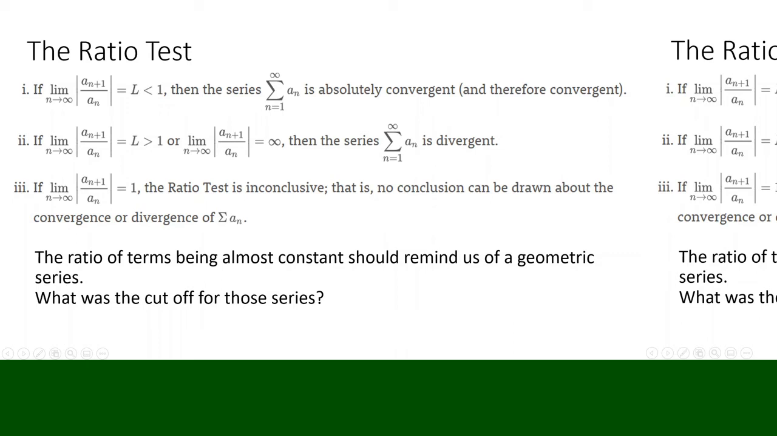Option one is if I take the limit, where the limit that I'm taking is the next term divided by the previous term, right? If I do that limit, the absolute value, and I get a number, if that number is less than 1, my series is absolutely convergent, and therefore it converges. So this is really what you want to remember out of this, just converges. If I take the limit, and my limit L is greater than 1, or infinity, then the series is divergent. If I take the limit, and I get 1, then the ratio test is inconclusive.